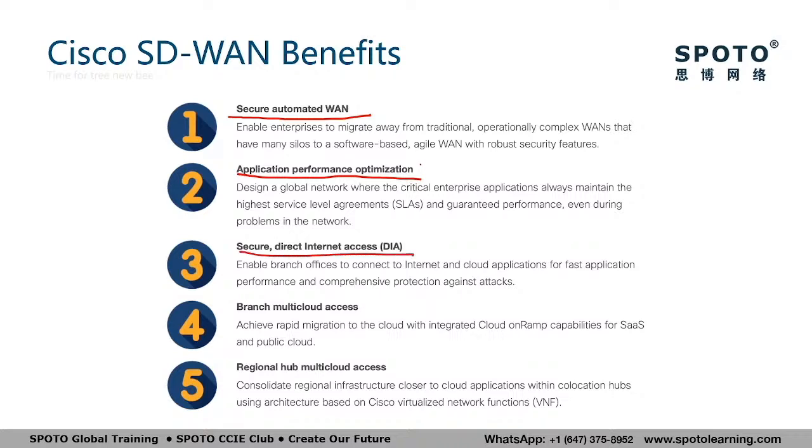Secure and direct internet access, DIA. Internet access no longer needs to go through the WAN connection back to the data center. Apparently, the technology trend is internet local breakout, especially as the public cloud becomes more and more popular. As long as you have internet access, you have everything you need, right?